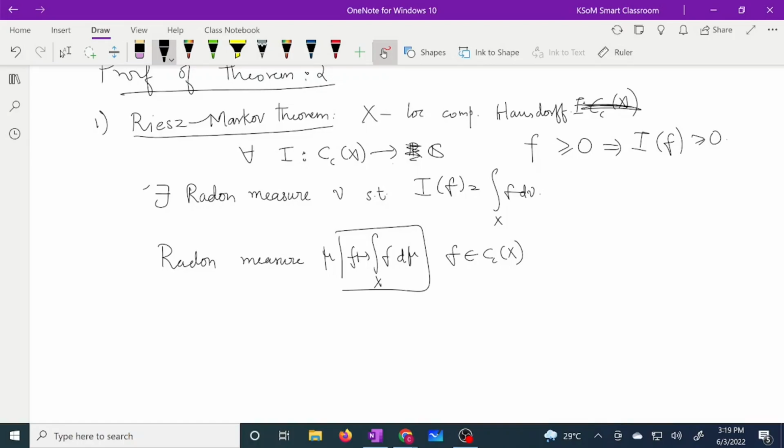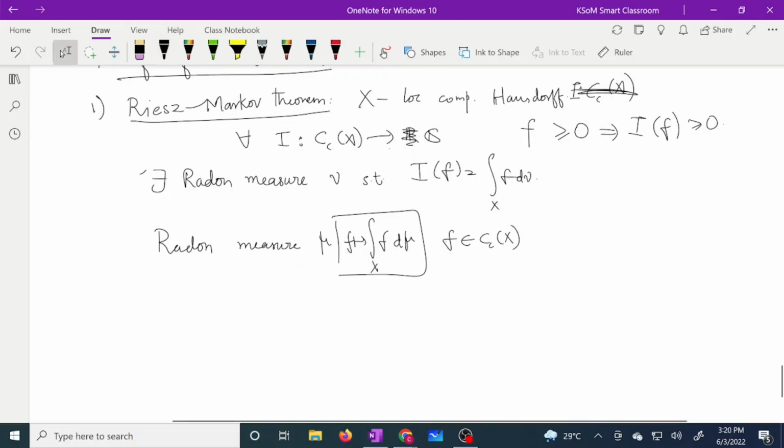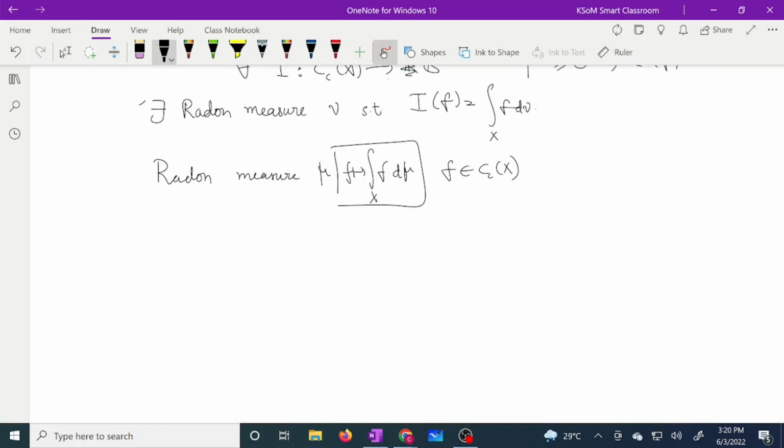But what the Riesz-Markov theorem says is that the converse is also true, and this is sort of an identification. So measures can be identified with functionals. So if you put a Radon measure here, then you will want your functional to be positive. So this is an identification, and we shall prove the uniqueness using this identification. Without it also you can do it, but we shall prove this uniqueness using this.